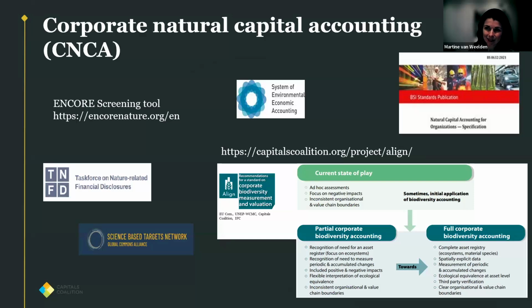And also, I've been asked to share some relevant resources with you. If you want to get started with capitals and are not sure where to start, I really encourage you to look at the ENCORE screening tool, because that's a really good tool to get you started and to make you understand where your key impacts and dependencies are and what is material to your business. The Taskforce on Nature-related Financial Disclosures might be relevant to your work. There's a natural capital accounting for organizations specification in the BSI standards publication. And if you want to learn more about biodiversity, there's also the ALIGN project that the coalition is involved in, which you can access through our website.